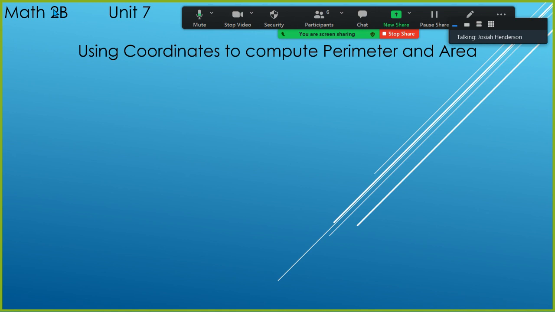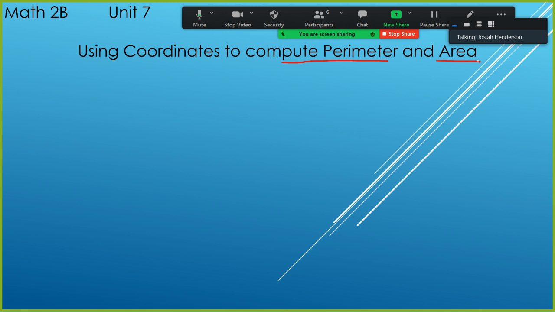some reason they decided to put together in one unit. This is our last main topic, and it might be our most direct and most straightforward topic. So I hope you enjoy it as much as I do. Using coordinates to compute perimeter and area.